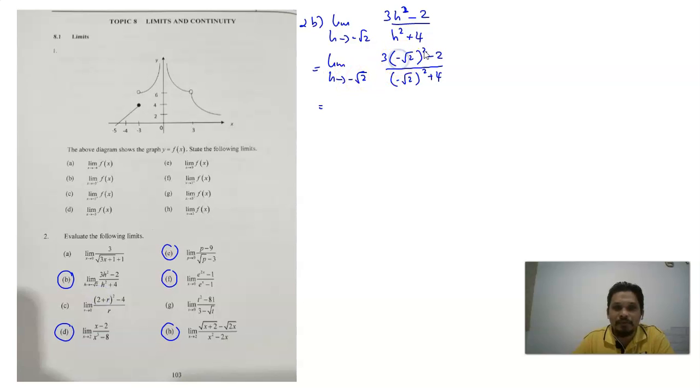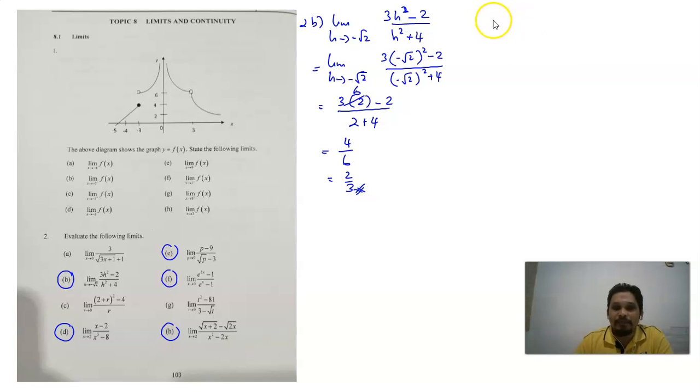So negative times negative, or a negative squared, equals positive. So we got 3 times positive, and the square root and square cancel each other, giving 2, minus 2, divided by negative squared, equals positive, and the square root and square cancel, giving 2 plus 4. So 3 times 2 equals 6, 6 minus 2 equals 4, 2 plus 4 equals 6, and we simplify this as 2 over 3.